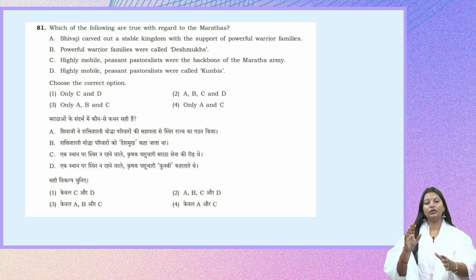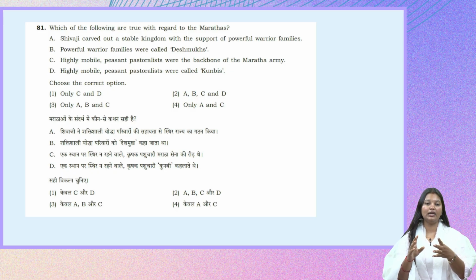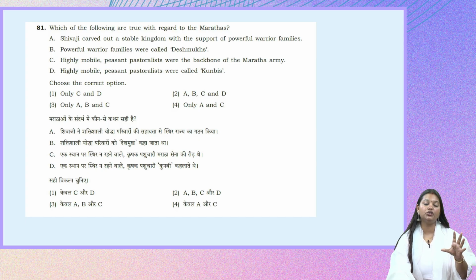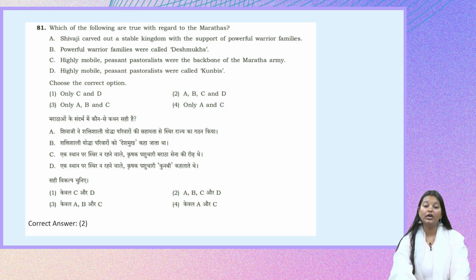Now, when you read all of these four statements, you realize that this particular concept that they have asked in the question is about the Marathas and their rule, how they were surviving, who were part of their army, and how they ruled for a very long time. To answer this question, you need to remember all the major events that happened in their time. The right answer here is option 2. All of these statements are true: A, B, C and D.